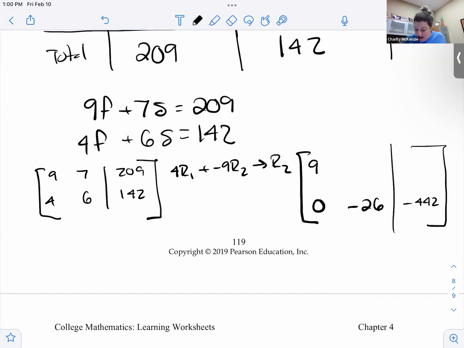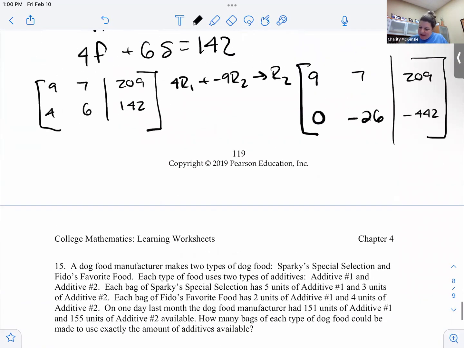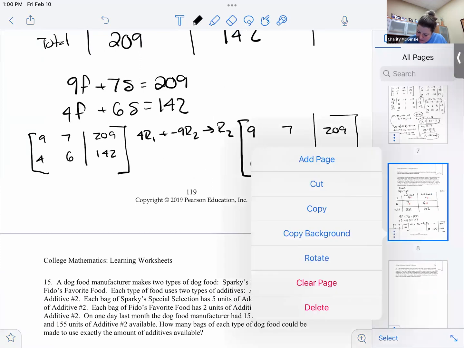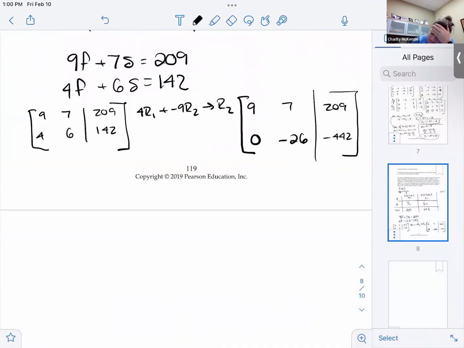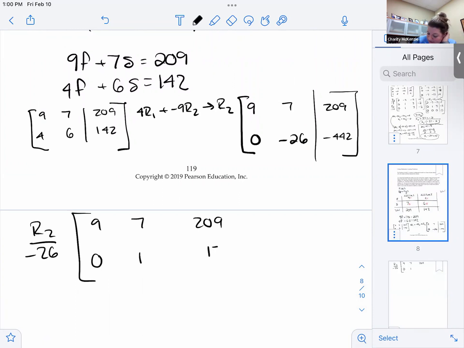So we need our top row to stay the same. Do I have room? No, let me add a page real fast because I definitely need more space. So when we look at this right now, 26 goes into both. And if that was a 1 already, it would make it easier for the next step. So we're going to divide row 2 by negative 26. And that's going to give me the 9, the 7, the 209. And then it's going to give me 0, 1, and 17.